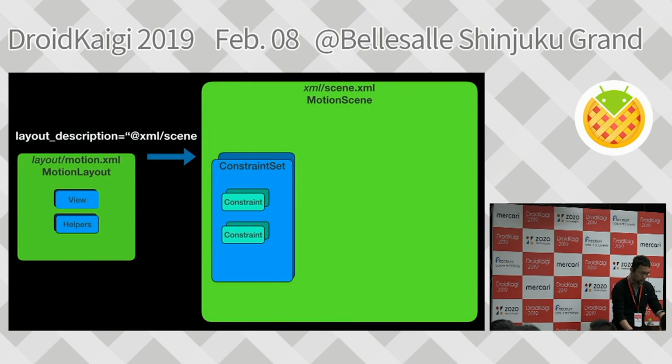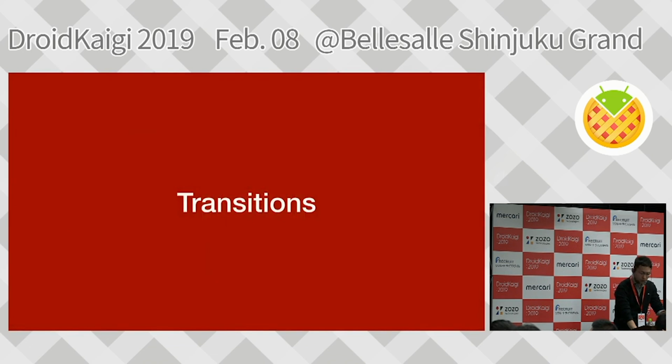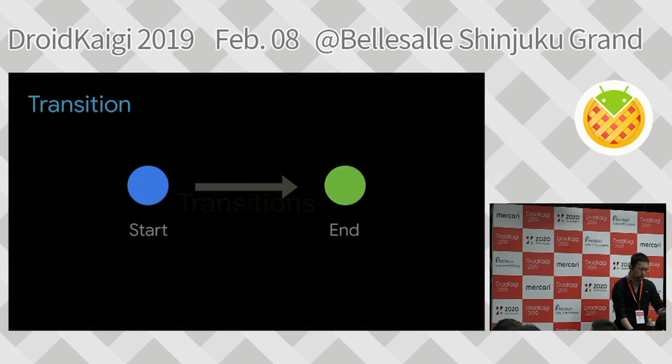So we talked about constraint sets. The next one is transition. So what is transition? The basic idea of motion layout is to switch between two or more states, and the transition is an entity that defines how you want to switch between them.